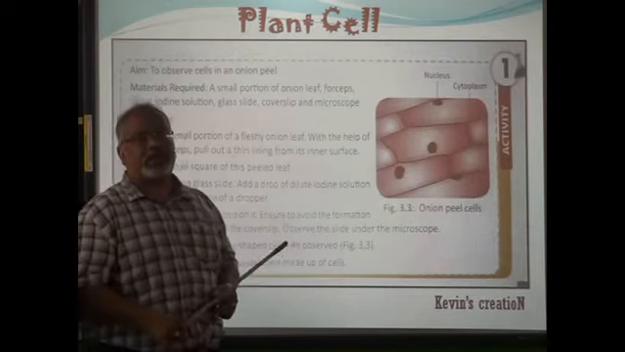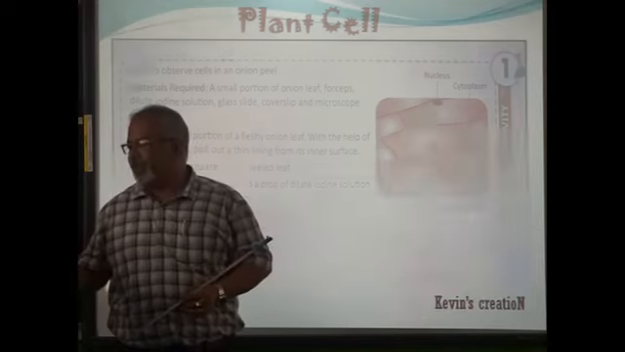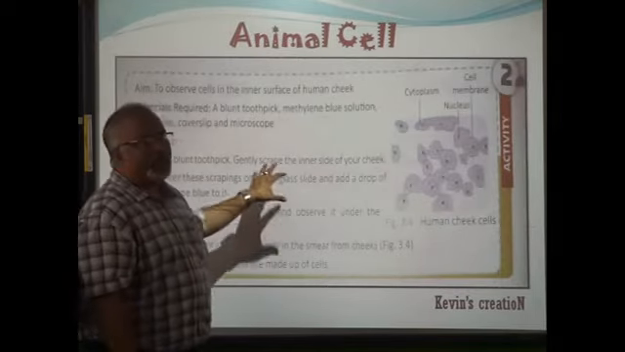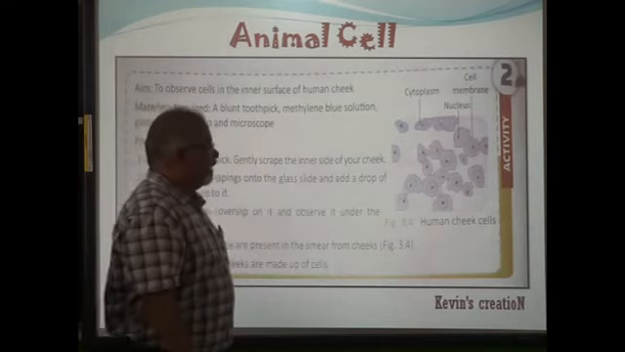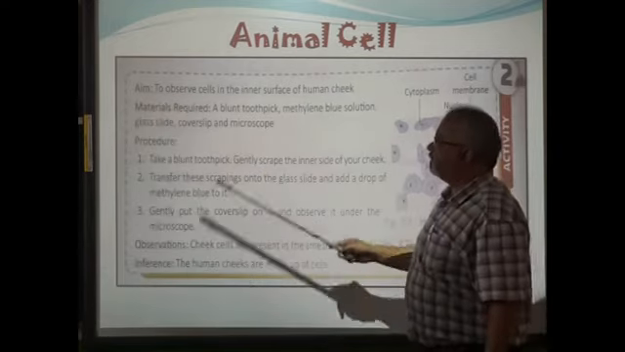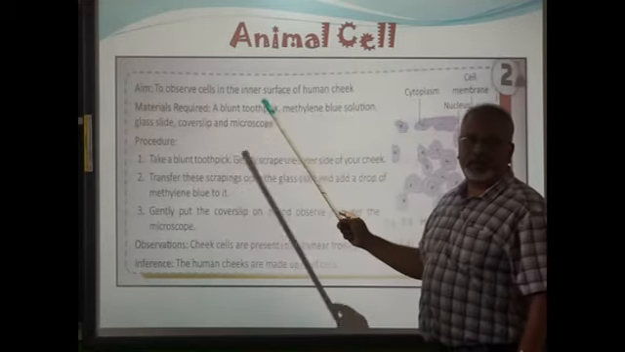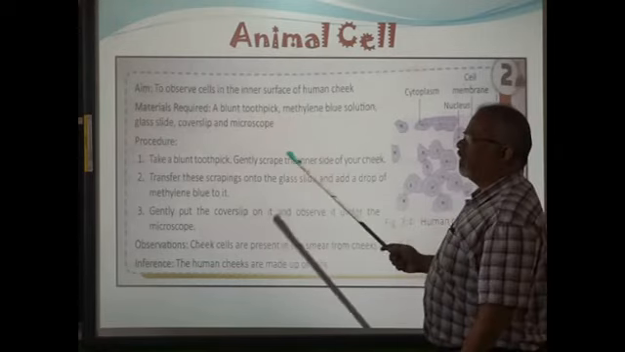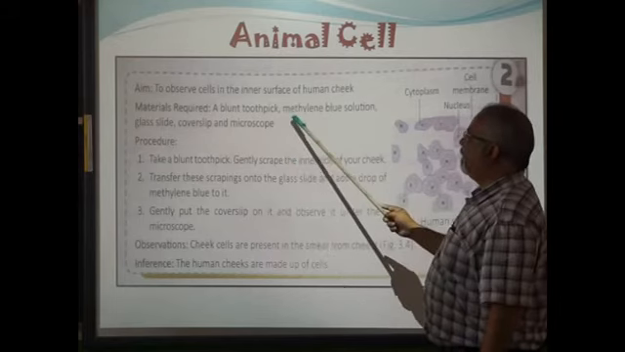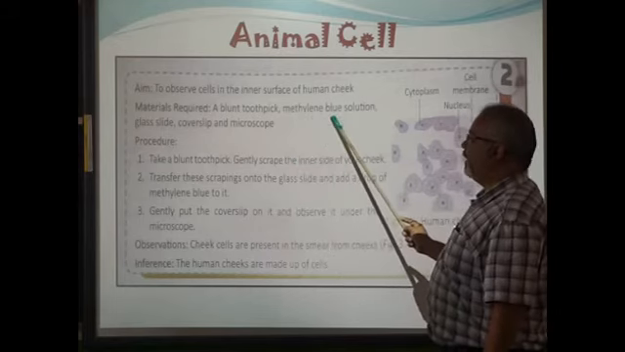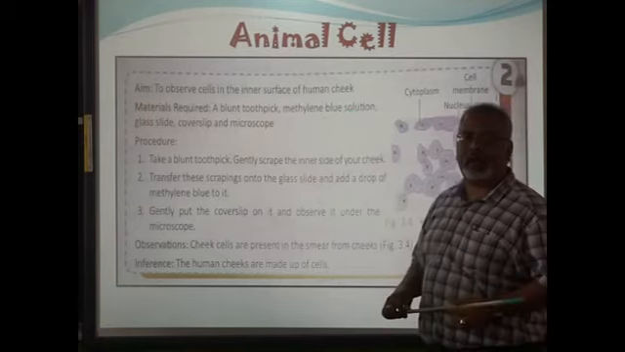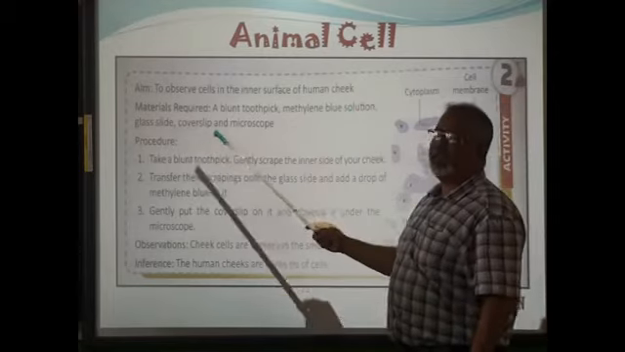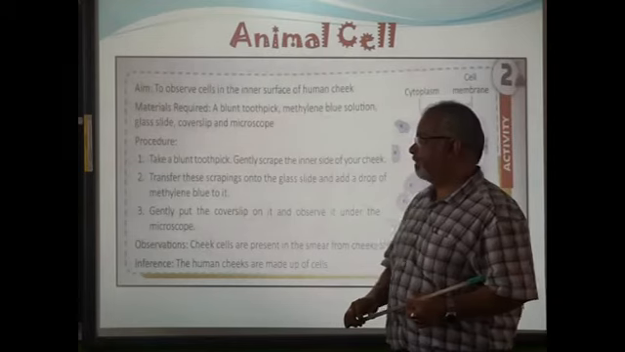In the same way, we can also observe the animal cell. So this is about the animal cell, how we can observe it, and the materials required here. A blunt toothpick. All of you are aware of the toothpick. After meals, we use the toothpick to remove unwanted things from the teeth. Methylene blue is a chemical which is required. Just like we used the iodine solution in the previous one, here we require methylene blue solution. Glass slide, cover slip, and microscope as usual.